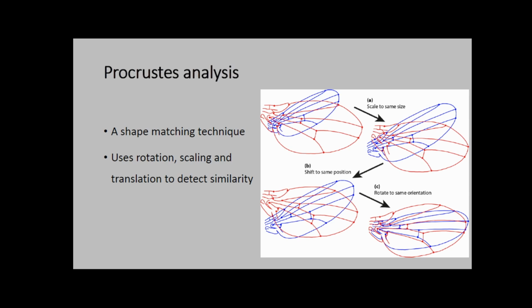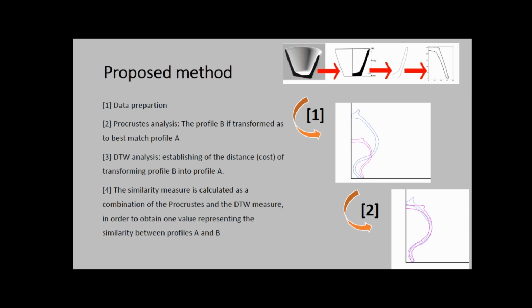However, this method never fits the shapes exactly. You can see in the end we're left with two similar shapes, but they do not overlap. So this method is really good for a more robust matching. Moving on to the method we proposed.